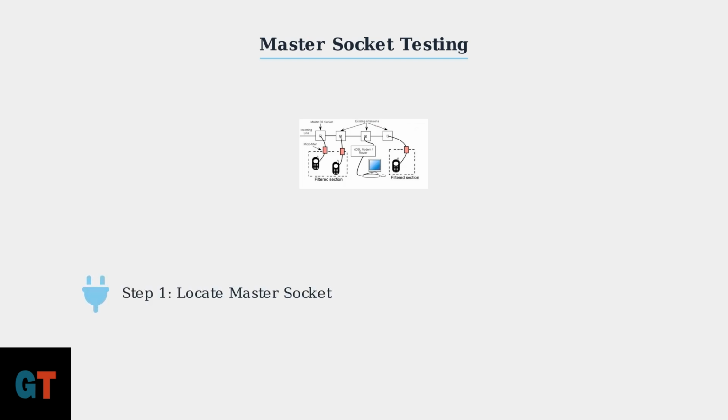When basic troubleshooting fails, the next step is master socket testing. This involves isolating your connection to eliminate potential wiring issues within your property. First, locate your master socket. This is usually where the phone line enters your property. Disconnect all devices except your Sky router from any phone extensions. Remove the lower faceplate if possible to access the test socket. This bypasses your internal wiring and connects directly to the incoming line.